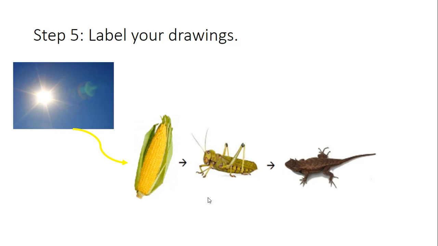Finally, step 5, label your drawings. As you can see, this food chain doesn't have anything labeled. We have a picture of the sun, so we need the word sun. Then we have our plant, which is the corn. We have our animal, which is the grasshopper. And then we have another animal, which is the lizard.